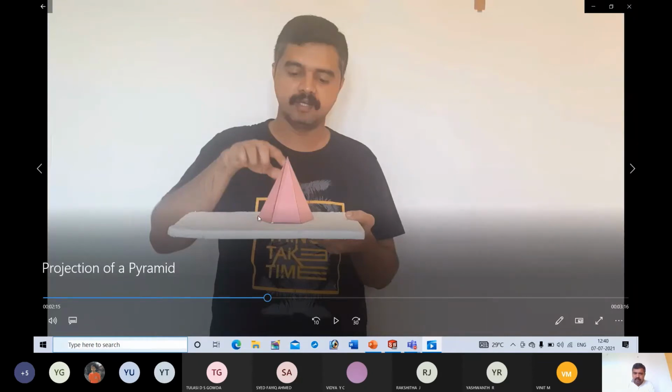Then in top view you can see the true length of the base because the base is on HP. That means the base is parallel to HP, so that you can see the true shape of the base in top view. Here also, first I should draw the top view.